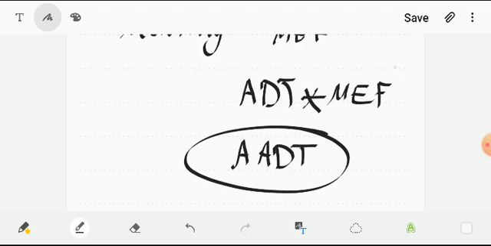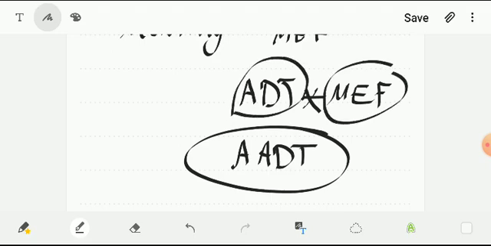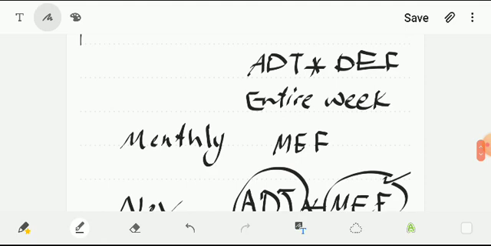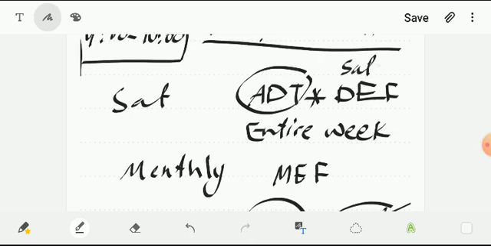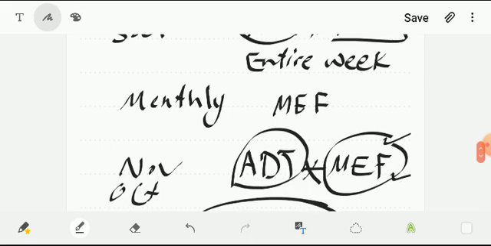According to the month I've taken, if I have the ADT for November, I use the factor for November. If I have that for October, I multiply that with the MAF for October. And with DEF, if I've taken my ADT on Saturday, I use that for Saturday. I have 7 different DEFs, and I have 12 different MAFs.